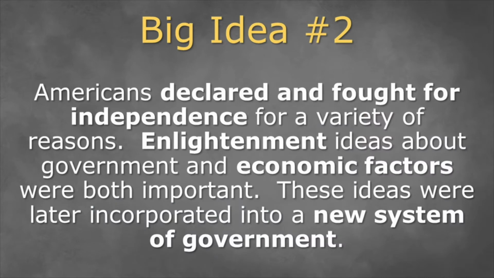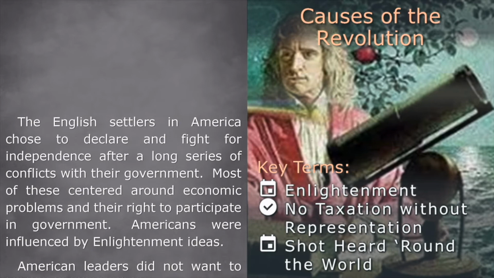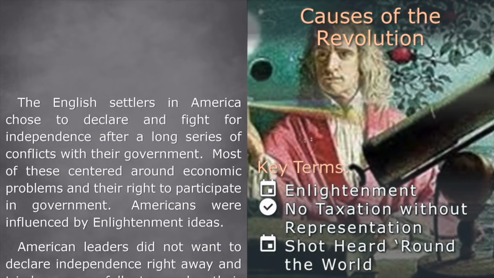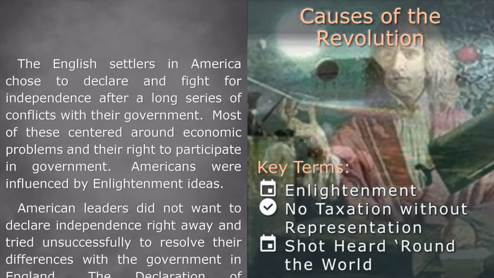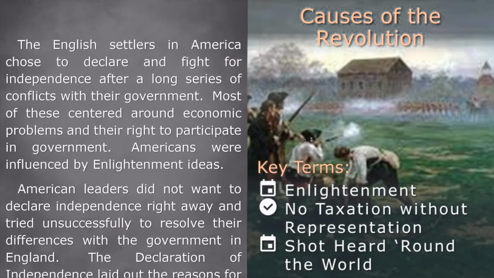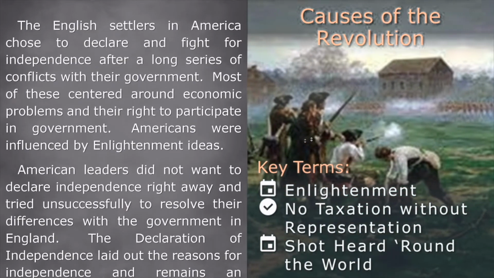Big idea. Americans declared and fought for independence for a variety of reasons. Enlightenment ideas about government and economic factors were both important. These ideas were later incorporated into a new system of government. The English settlers in America chose to declare and fight for independence after a long series of conflicts with their government. Most of these centered around economic problems and their right to participate in government.